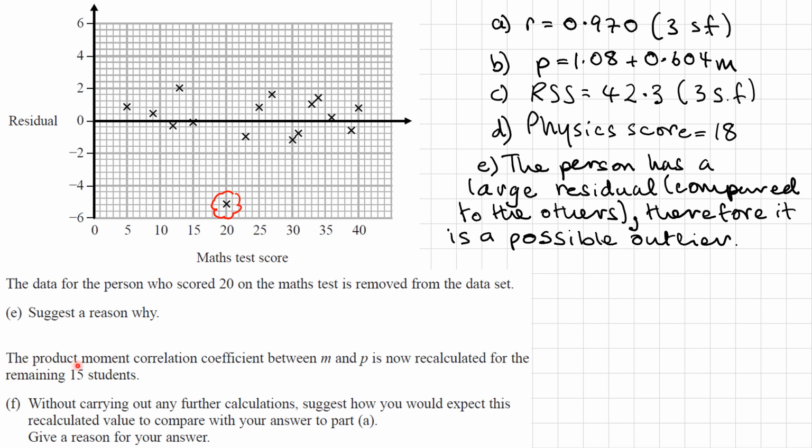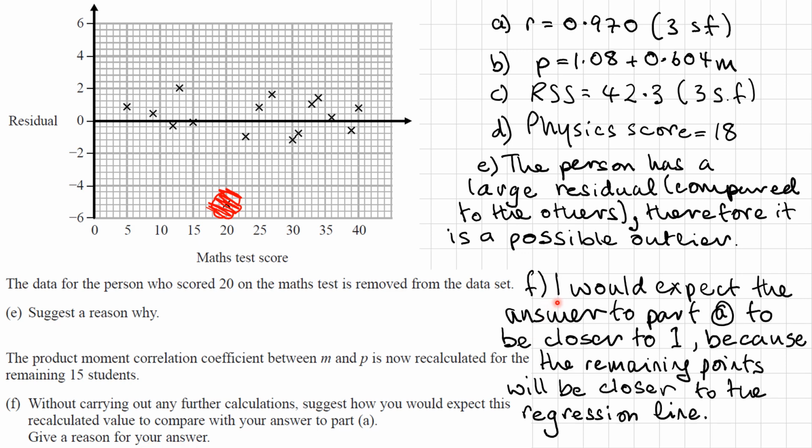Last part of the question. The product moment correlation coefficient between M and P is now recalculated for the remaining 15 students. So in other words, this person is taken out from the calculation. Part F, without carrying out any further calculations, suggest how you would expect this recalculated value to compare with your answer to Part A. Now Part A was the PMCC R, which we got as 0.970 to 3 significant figures, and we do need to give our reason for our answer.